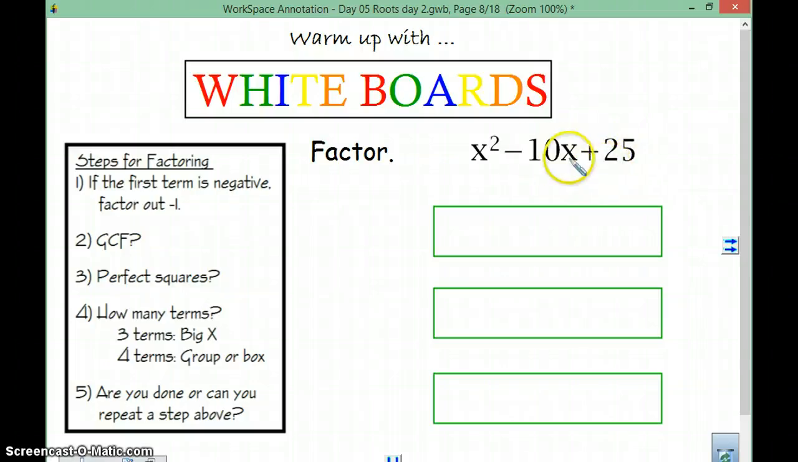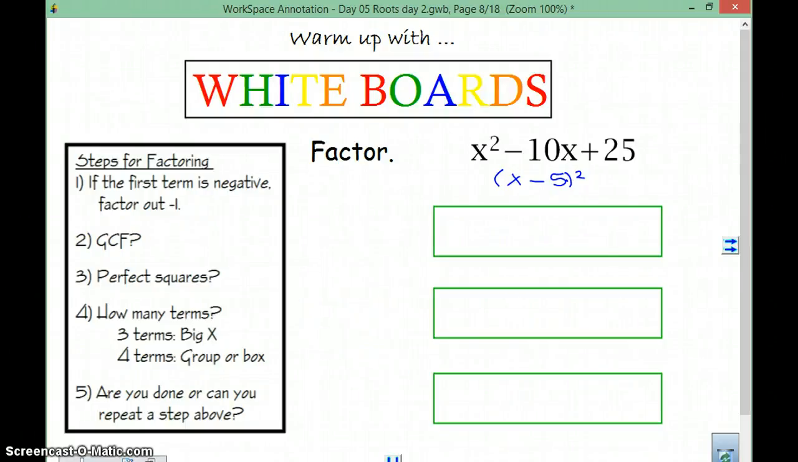Now you have to check the middle term. Is the middle term the square root of this side times the square root of this side? That'd be 5x times 2, 10x. Yes. Here's what you do with the negative. This becomes x minus 5 squared. That's a perfect square trinomial.